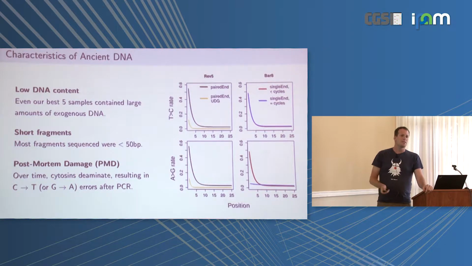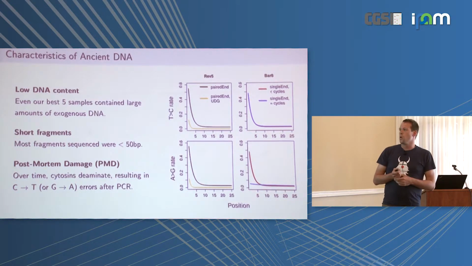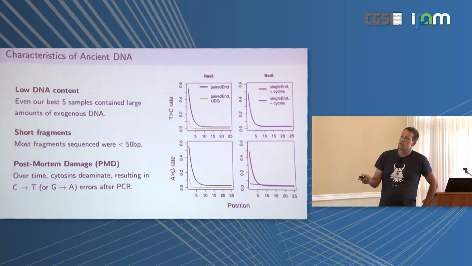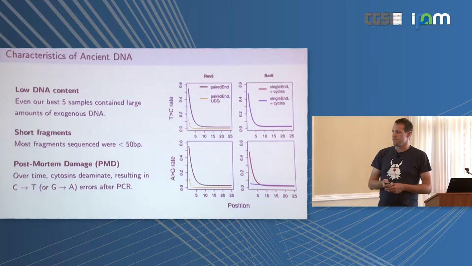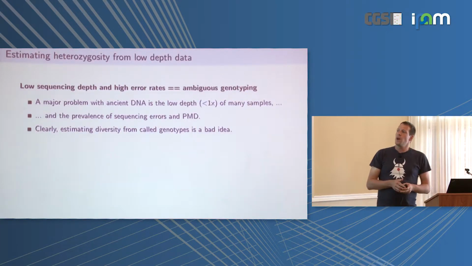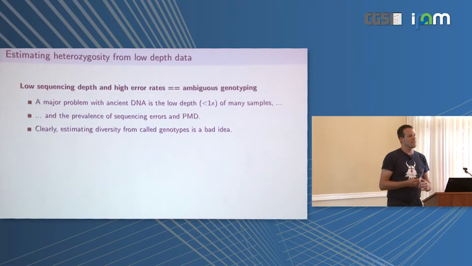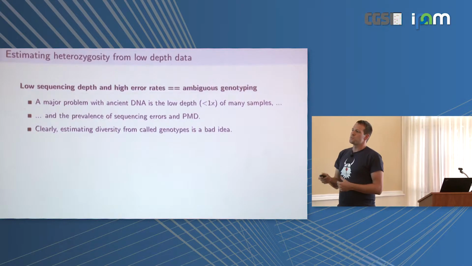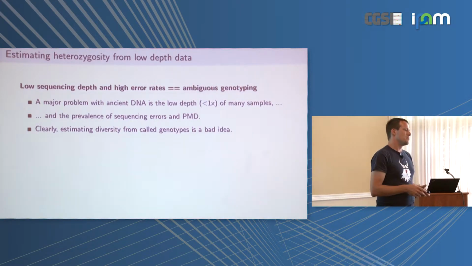And so the goal was to come up with a way to estimate genetic diversity and eventually maybe do some genotype calling even on these ancient samples, given that they have very low sequencing depth, usually super short fragments, and have postmortem damage present. If you have low sequencing depths and high error rates, then that automatically translates into ambiguous genotyping. Okay? And of course, it seems like a super stupid idea to then do genotype calling and try to estimate diversity from this.